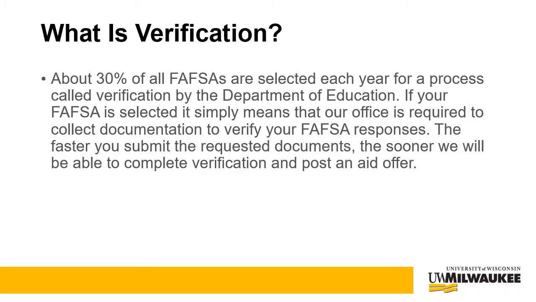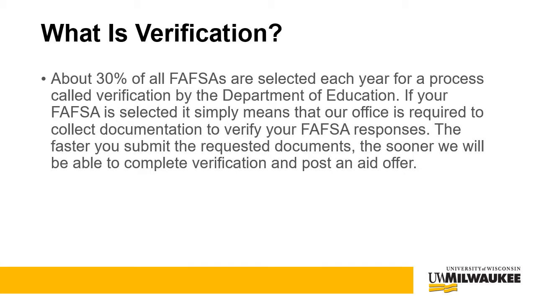First, let's look at what verification is. Verification is the process your school uses to confirm that the data reported on your FAFSA form is accurate. If you're selected for verification, your school will request additional documents that confirm the information you reported. Please do not take this as something was done wrong.